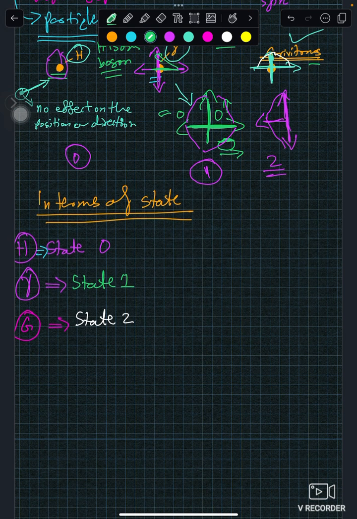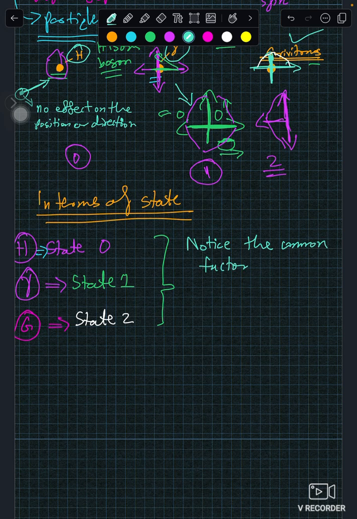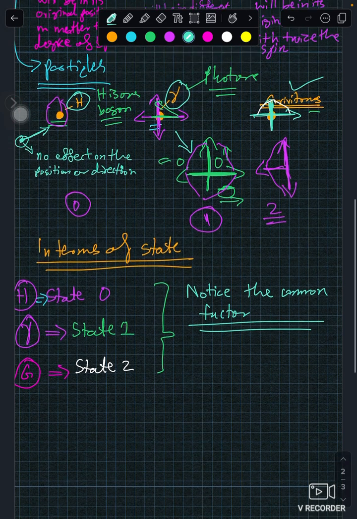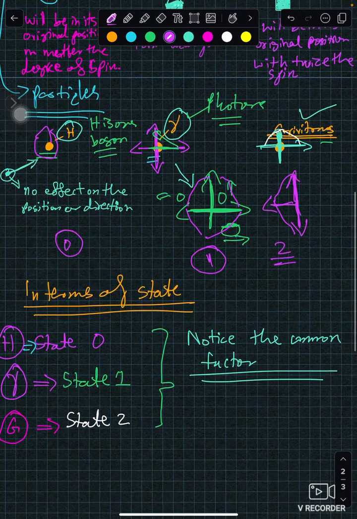Okay, so these are the states, but we have to notice the common factor. Here we will notice a common factor. Did we say that there is spin half? This one has spin full, this one has spin full, this one has spin full. We didn't say anything about half. If this turns, there's a full turn, not a half turn.